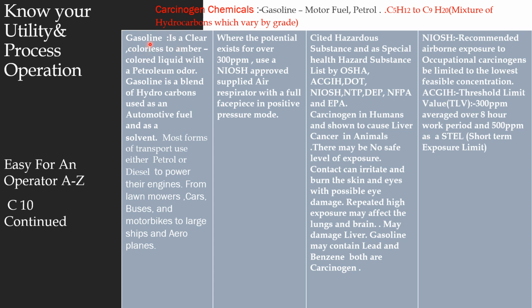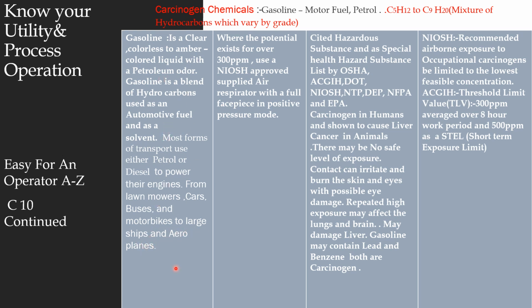It is called gasoline in America, the USA, and some European countries. In Asian countries and other countries, it is named petrol. It is a clear, colorless to amber colored liquid with a petroleum odor. Gasoline is a blend of hydrocarbons used as an automotive fuel and as a solvent. Most forms of transport use either petrol or diesel to power their engines, from lawnmowers, cars, buses, and motorbikes to large ships and aeroplanes.